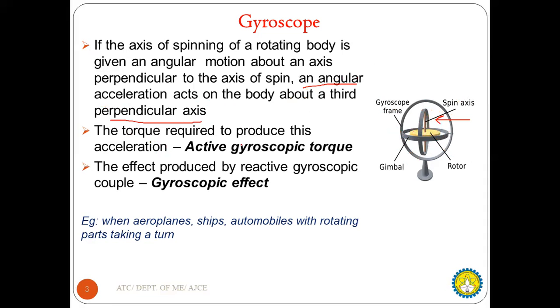The torque required to produce this acceleration is called active gyroscopic torque. So what we are giving here is a torque. That torque is called active gyroscopic torque, and the effect produced by the reactive gyroscopic couple is called the gyroscopic effect. An example: when an aeroplane, ship, or automobile with rotating parts takes a turn, some effects act on the aeroplane, ship, and automobile. Those effects are called the gyroscopic effect.